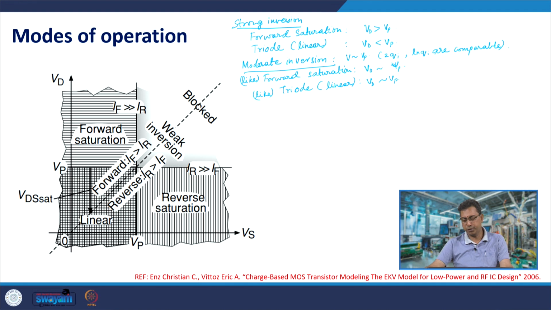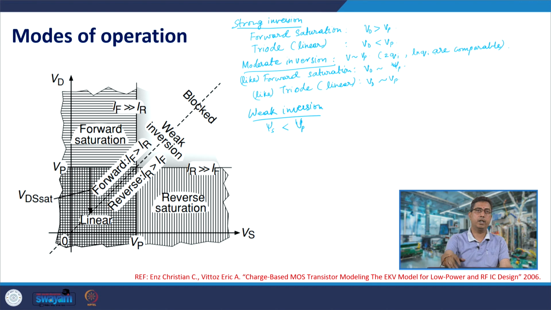What is this reverse saturation? Here you just flip the drain and source and you have similar relationships again. And what is this weak inversion? In weak inversion you would have the surface potential to be smaller than or maybe much smaller than V p, the local channel potential for pinch off, or the edge of strong inversion and weak inversion.